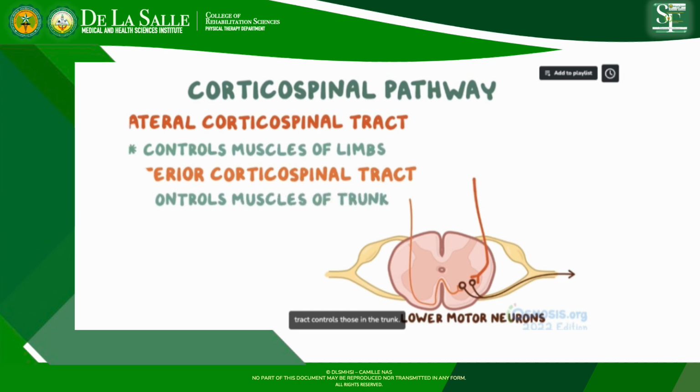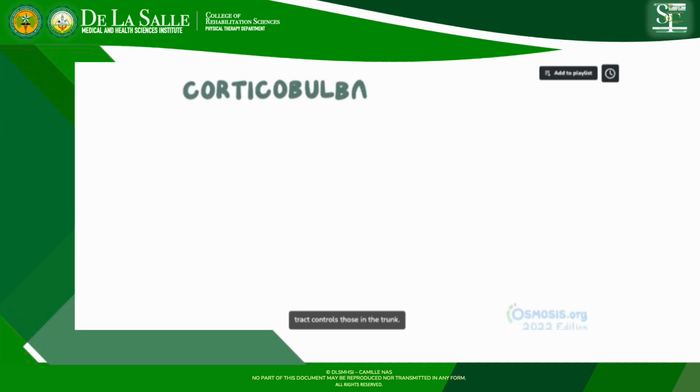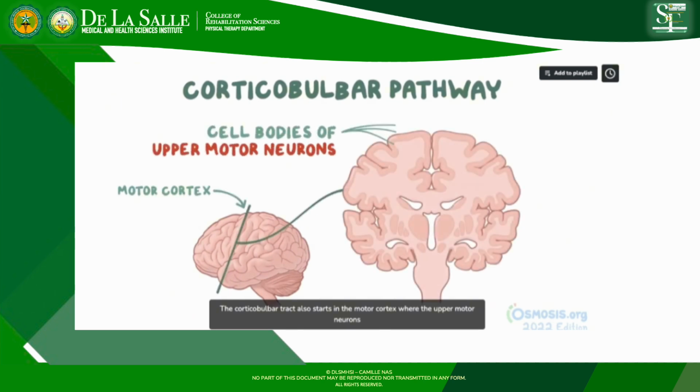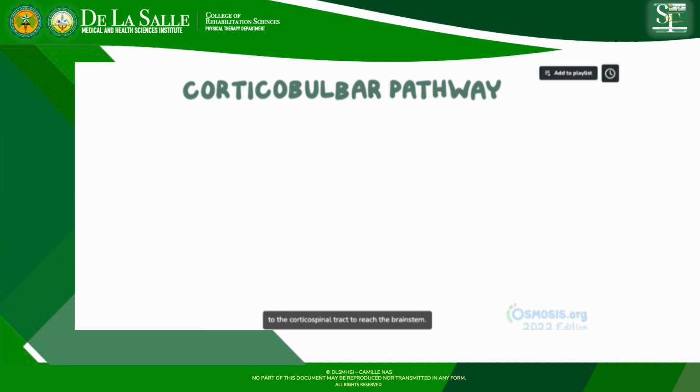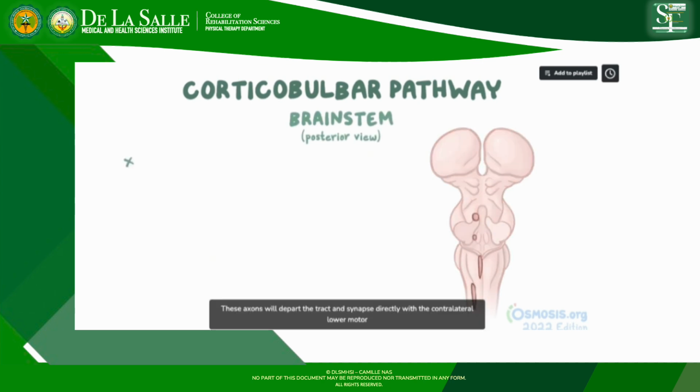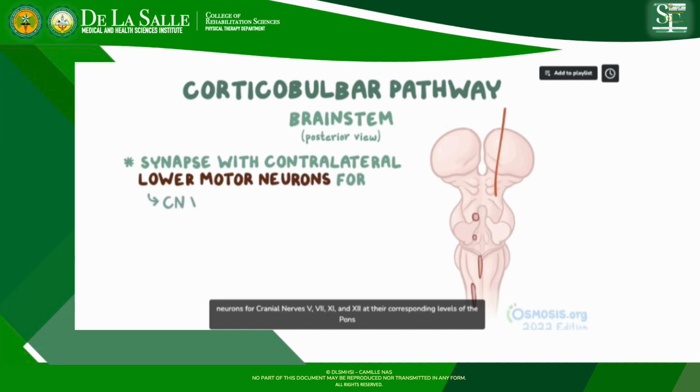The corticobulbar tract also starts in the motor cortex, where the upper motor neurons are located. The axons of these upper motor neurons form the corticobulbar tract, which travels lateral to the corticospinal tract to reach the brainstem. These axons will depart the tract and synapse directly with the contralateral lower motor neurons for cranial nerves 5, 7, 11, and 12, at their corresponding levels of the pons and medulla.